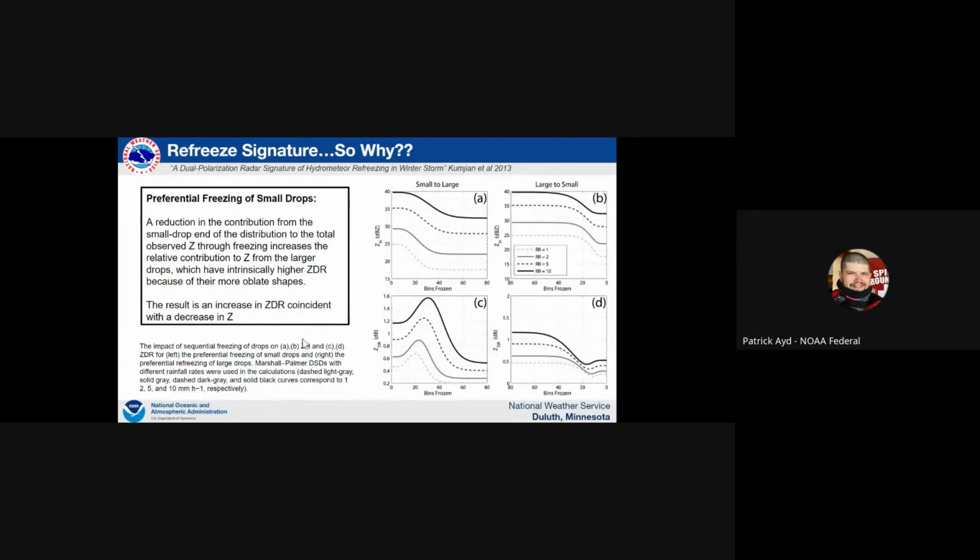But at the same time, what's left are the more oblate shapes from the larger drops, so the larger ZDR values are left. And remember that ZDR is biased especially towards the larger targets. So as the smaller drops refreeze first, they're turning to ice, thus the reflectivity is dropping. They're also part of the sample we're observing with the radar, and what's left, especially after that refreeze, is the larger drops that are more oblate. And so we have this coincident increase in ZDR with the refreeze.